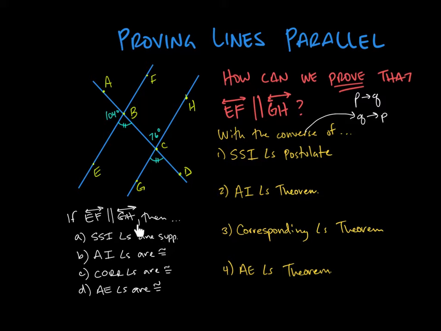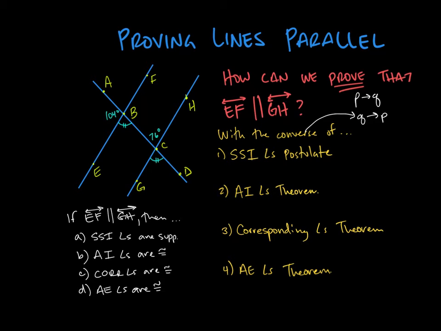So we can use the converses of these because it turns out that the converse of each one of these statements is also a true statement. It's a true conditional. So we can use those to prove, using the given information that we see in this picture, that these two lines must be parallel. Let's take a look at how we're going to do that.